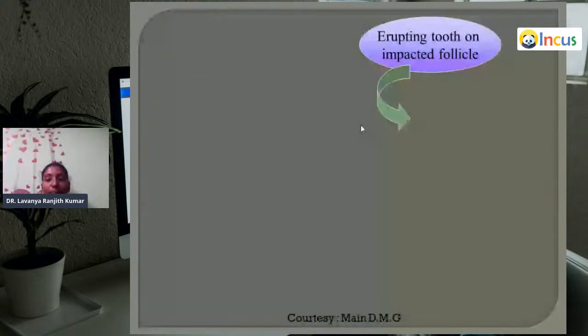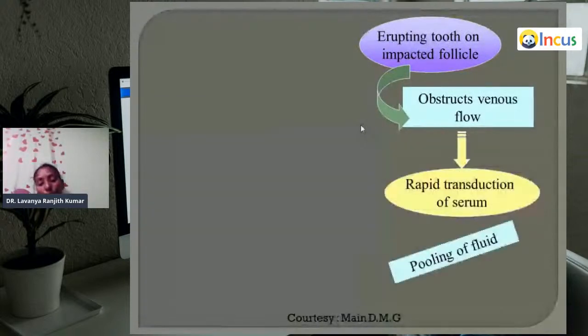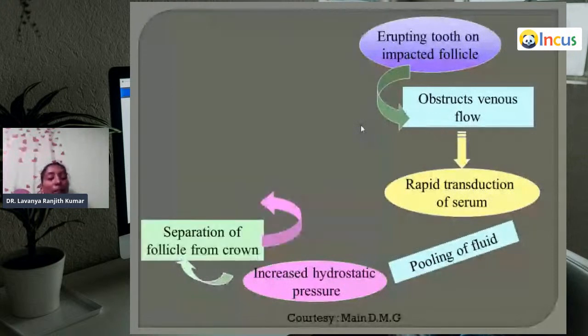So, come again. When the erupting tooth is impacted, it has a follicle, and there will be obstruction in the venous flow, which results in rapid transudation of serum and pooling of fluid. Because of that increased fluid activity, there will be increased hydrostatic pressure, which results in separation of the follicle from the crown.